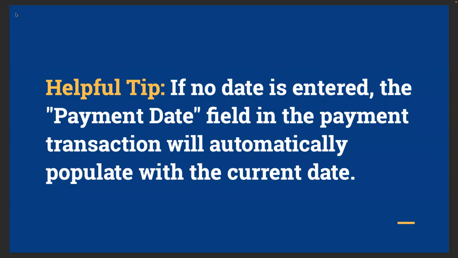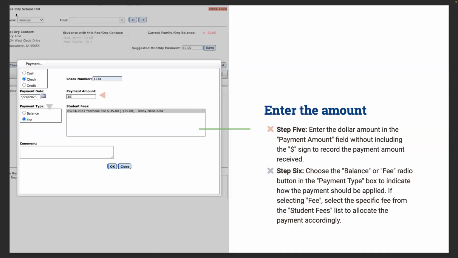Helpful tip: if no date is entered, I should have read through this a little bit closer. The current date automatically populates like we were just talking about. Step 5, enter the dollar amount in the payment amount field without including the $ to record the payment amount received. Step 6, choose the balance or fee radio button in the payment type box to indicate how the payment should be applied. If selecting fee, select the specific fee from the student fee list to allocate the payment accordingly.